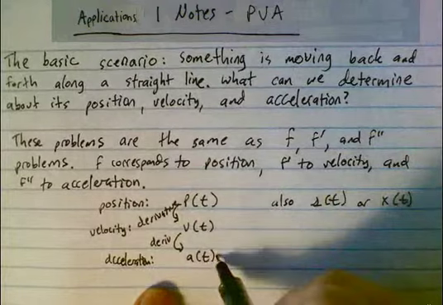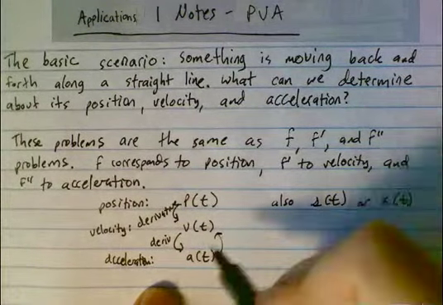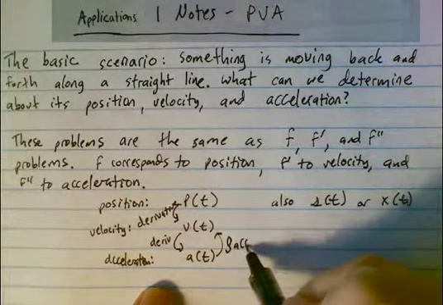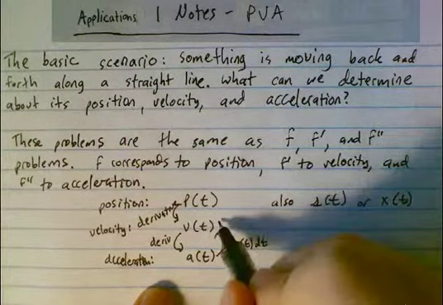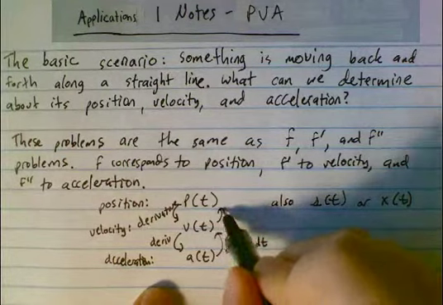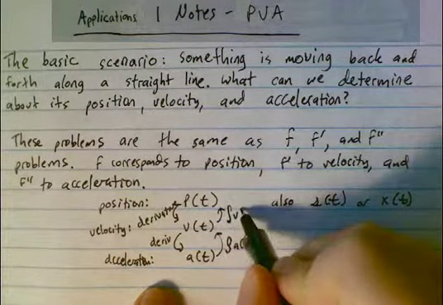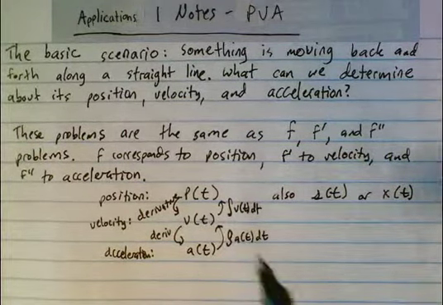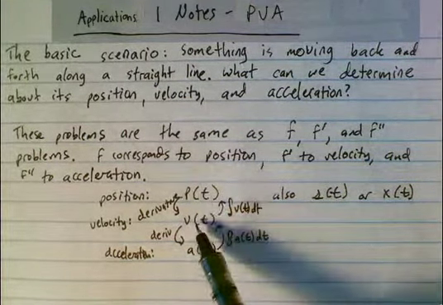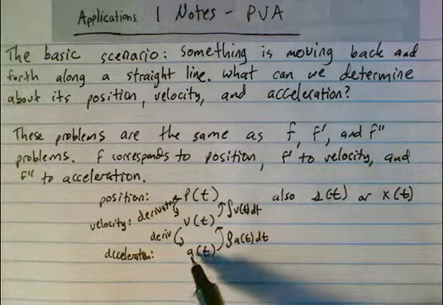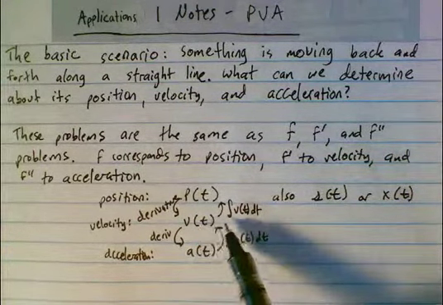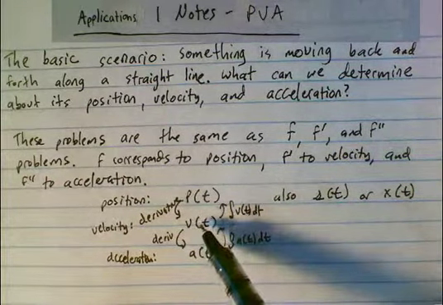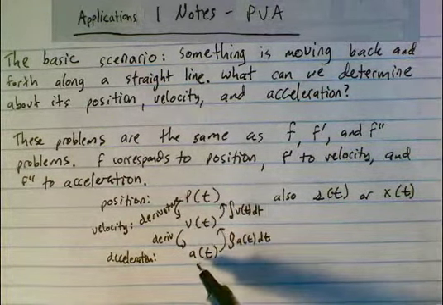And then going back up the other way, the antiderivative of acceleration is velocity. The antiderivative of velocity is position. So position, take the derivative, you get velocity, take the derivative, you get acceleration. Acceleration, take the antiderivative, you get velocity, antiderivative, you get position. Same idea as with f. Derivative is f prime, derivative of that is f double prime.